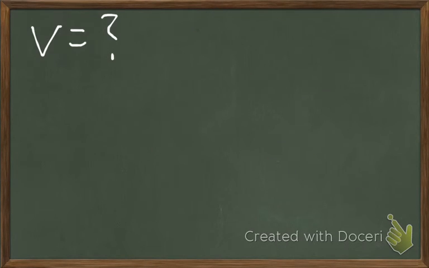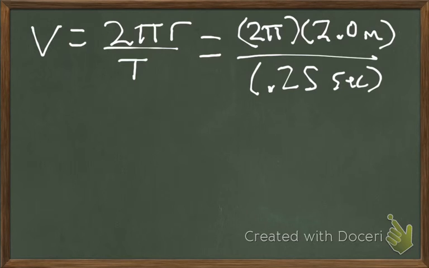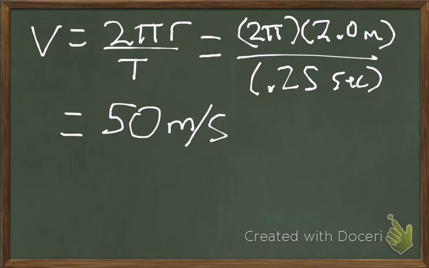Now we want to find what is its linear speed. We know one way to calculate this, 2 pi r divided by the period. And it's a simple plug and chug, and we get 50 meters per second. So pretty fast. This thing is spinning very quickly. And so there's our next value.